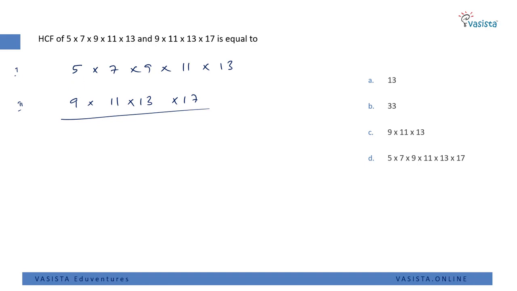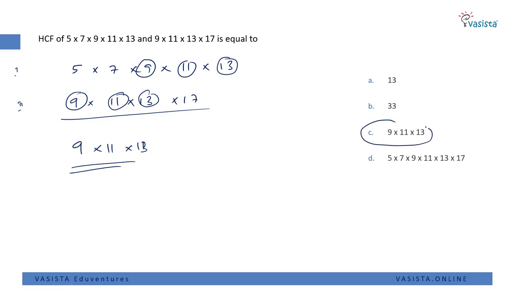See here, 5 is not there, leave it. 7 is also not there. 9 is here, so take this 9 as well. Right, 11 is here also, take 11. Right, 13 is here also, take 13. So the HCF of these two numbers is 9 into 11 into 13. Option C is the right one.